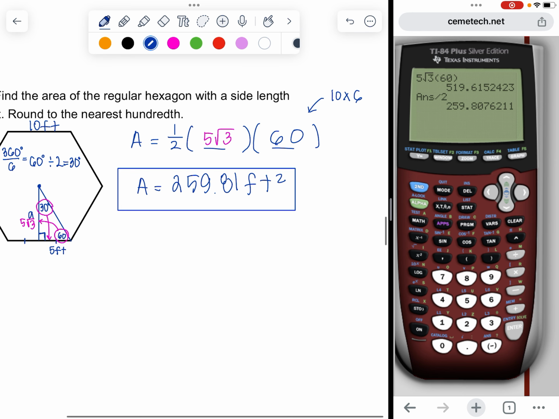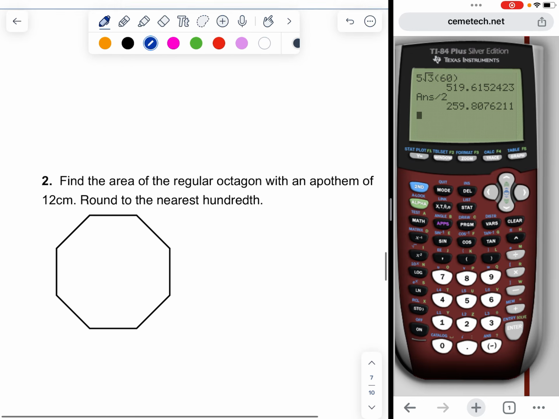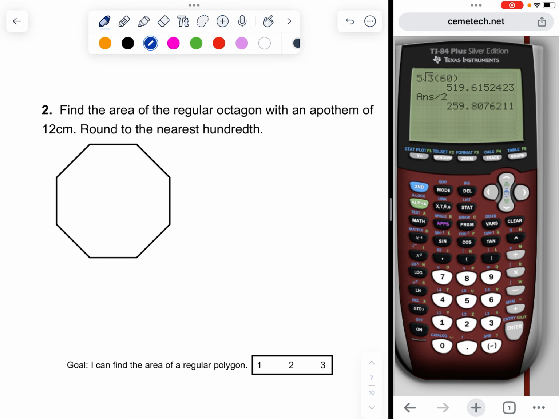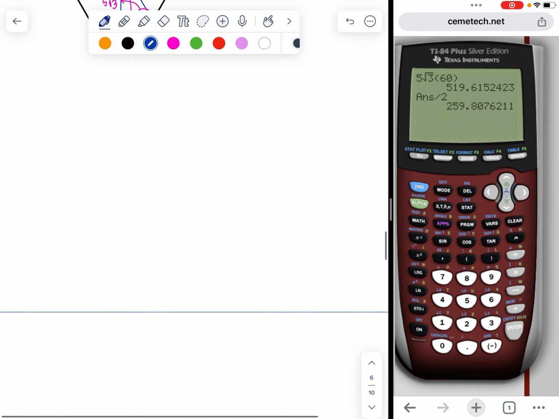Okay? Now, if it's not a 30, 60, 90 triangle or a 45, 45, 90 triangle, we will have to use SOHCAHTOA. So we will see that. All right, this one. Find the area of the regular octagon with an apothem of 12. So this time I gave you the apothem. Round to the nearest hundredth. Did the other one say that?